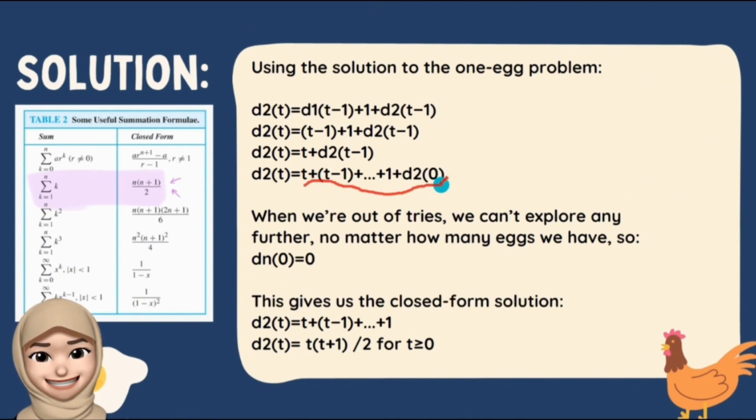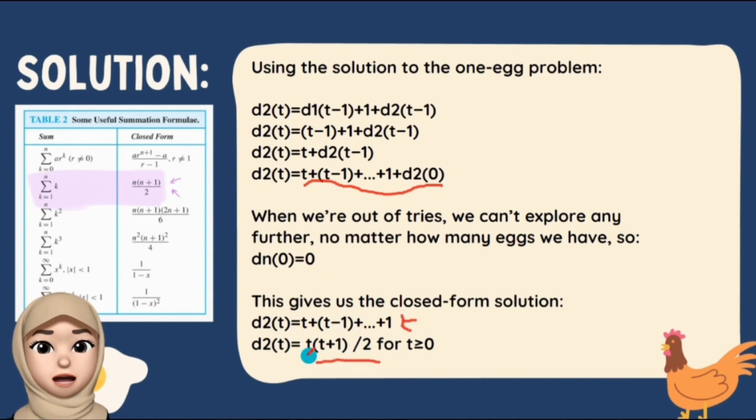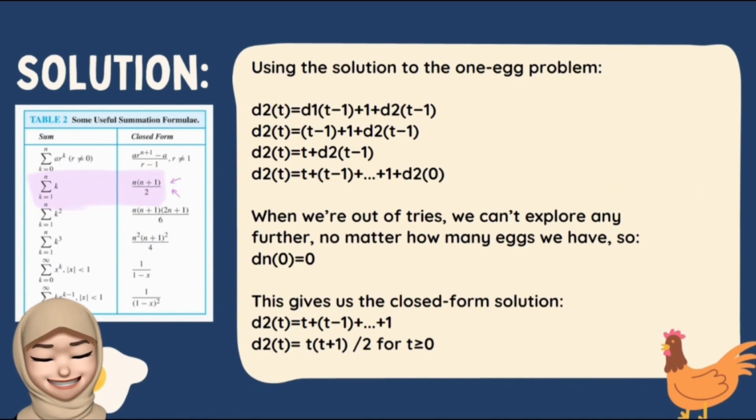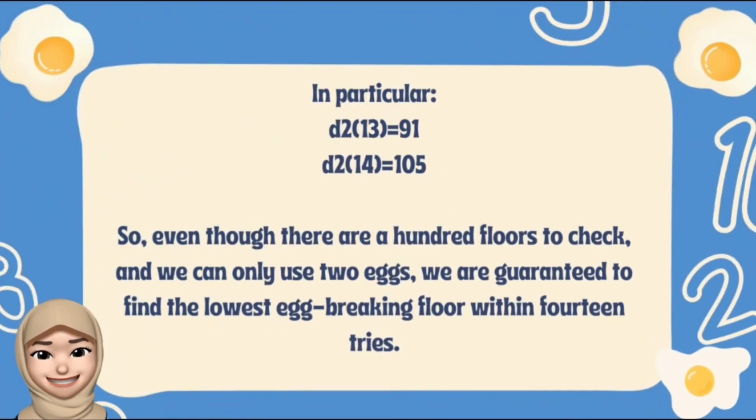So we see the pattern here, and we can give it a closed form: T times (T plus 1) over 2, which comes from this formula in the textbook itself. In particular, if we have two eggs and 13 trials, the answer is 91. And if there are two eggs and 14 trials, the answer is 105. So even though there are 100 floors to check, with only two eggs we are guaranteed to find the lowest egg-breaking floor within 14 trials. And that's it from me.